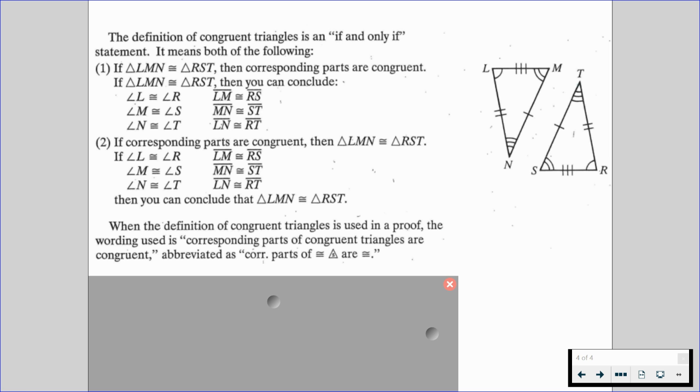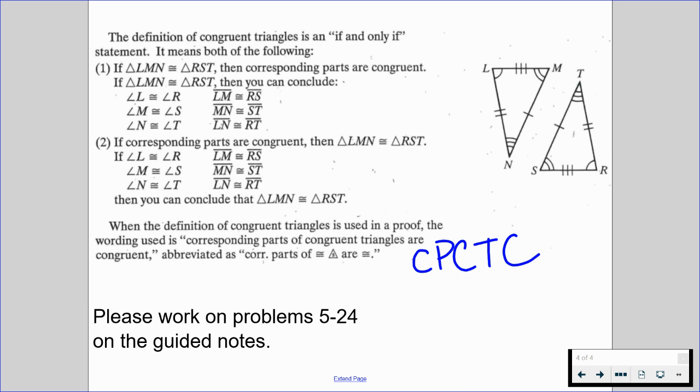So when the definition of congruent triangles is used in a proof, the wording used is corresponding parts of congruent triangles are congruent. You can abbreviate it as CPCTC. And the kids love this. That also works. Corresponding parts of congruent triangles are congruent. So you can use CPCTC. That's totally fine. Awesome job.